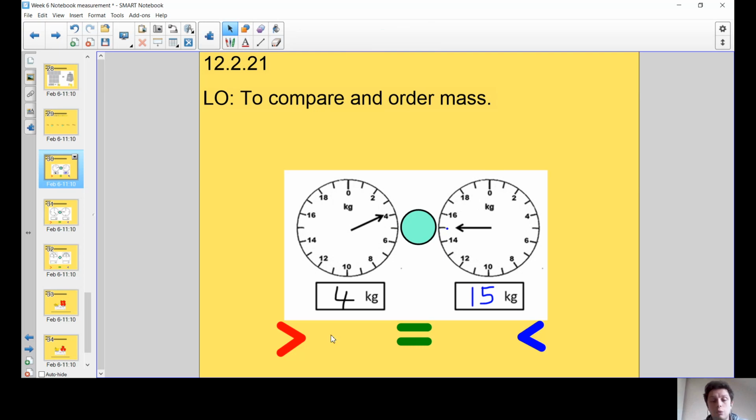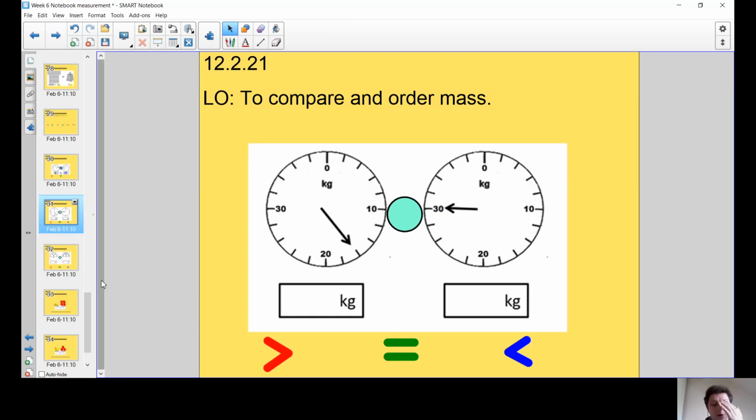I can say what we need to put in the middle to compare them, and I would say 4 kilograms is less than 15 kilograms. You could put that in between the scales in that circle, or you could pop it by the numbers. Remember, it can help you to think about these signs like crocodiles. They're greedy crocodiles. They want to eat the bigger number. So this one is going to try and eat the 15 because that's the bigger number. It opens its mouth that way.